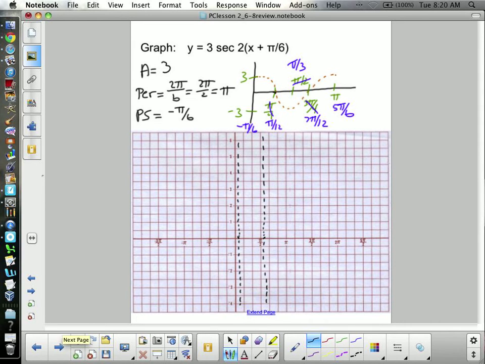So I now know that it's every that many units. There's another asymptote. It's 1, 2, 3 full blocks over. So 1, 2, 3 full blocks over. There's another one. There are my asymptotes. My max and mins are at 3 at the halfway point. So like pi over 3 is a negative 1. Pi over 3 is right there, and negative 3.